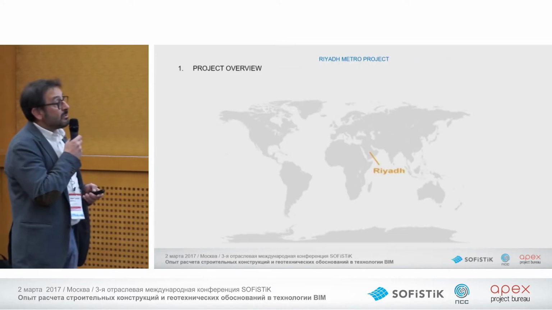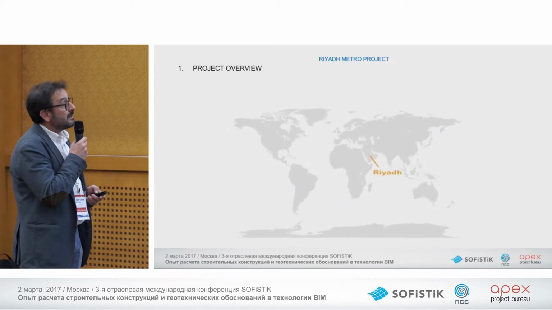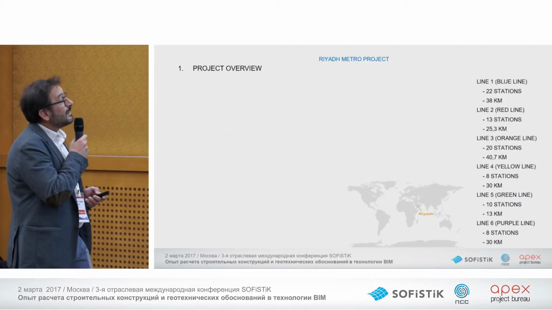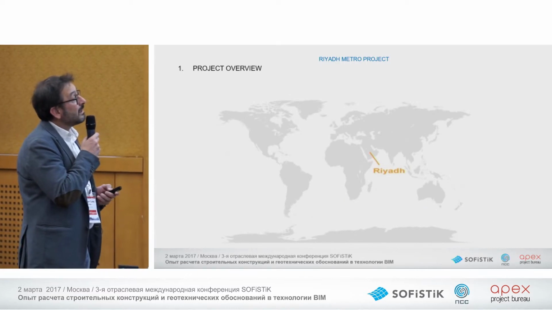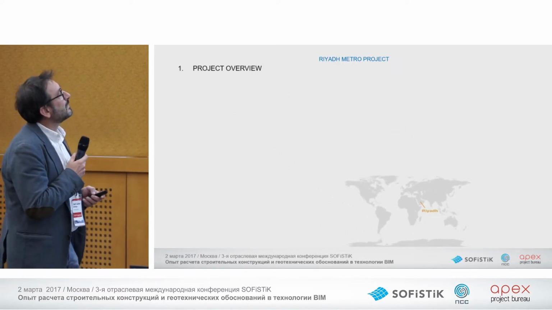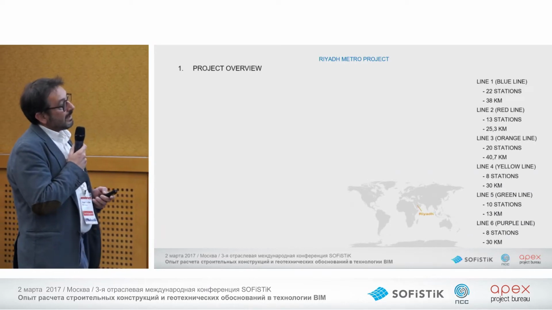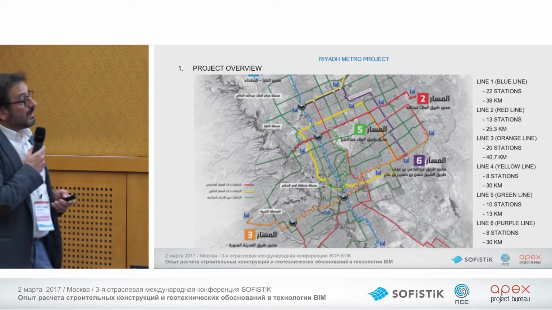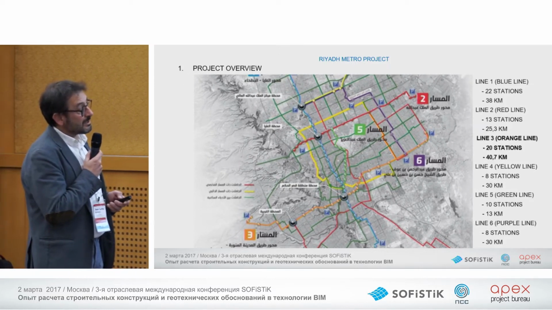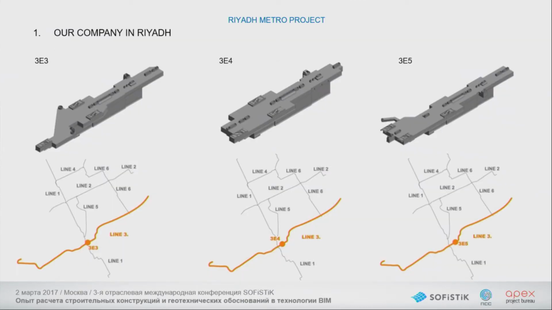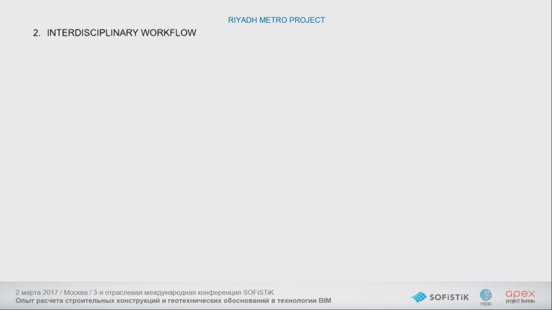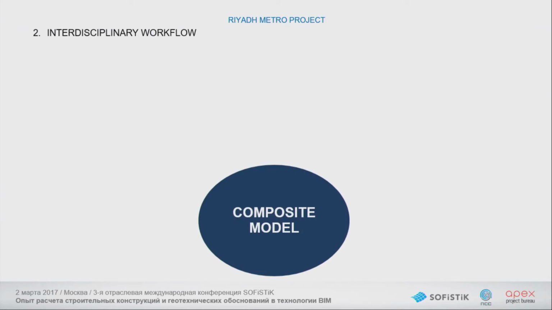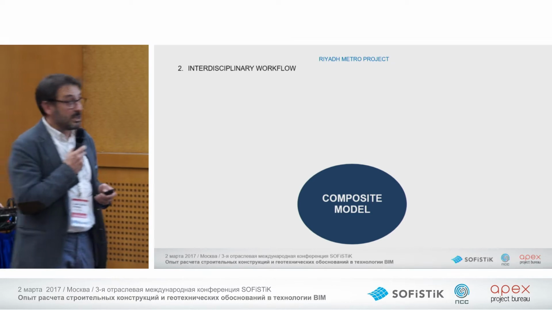The overview is the civil works in Riyadh. There are 6 lines. We are participating in the Orange 1 and line 3. There are 20 stations and 40 kilometers length, and we designed E3, E4, E5. There are some really similar stations, and the way to work together with other teams is the composite.